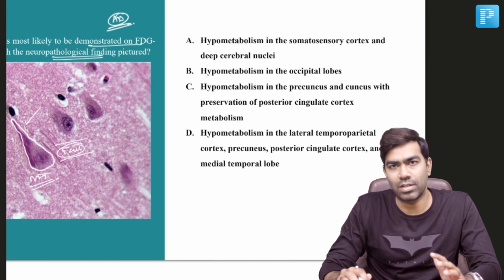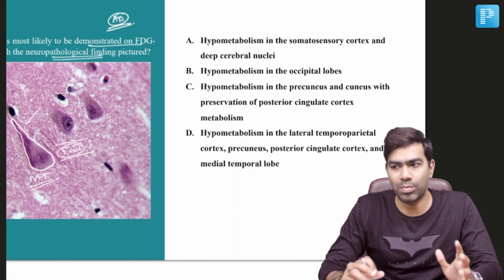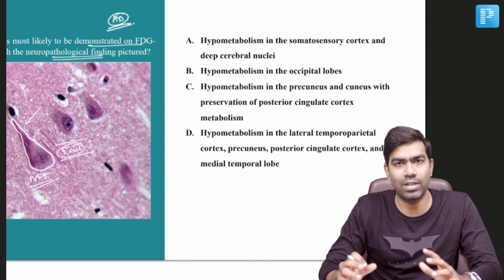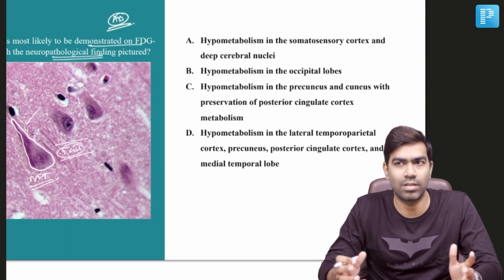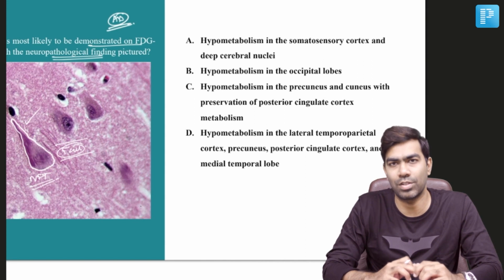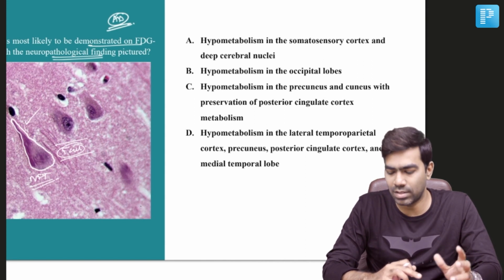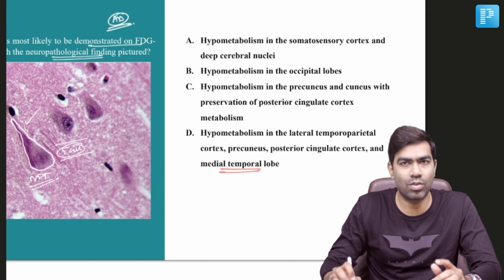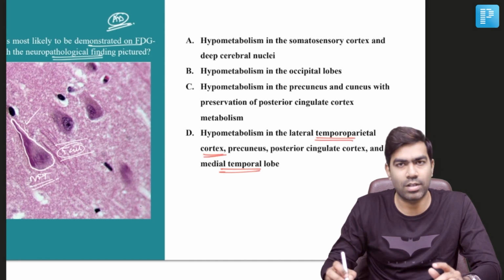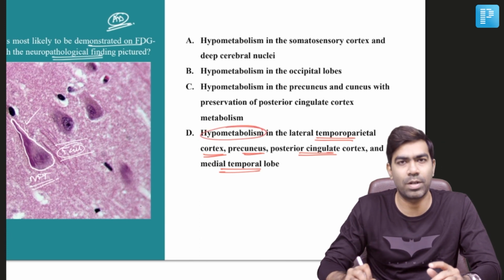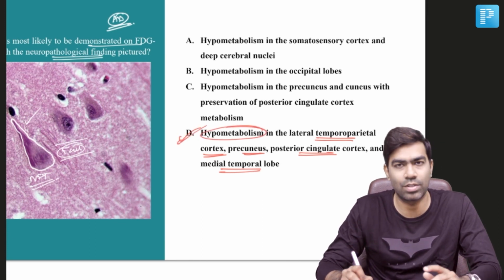Remember, in any dementia, you're going to get hypometabolism, or reduced activity, of a particular area of the brain which is actually involved by that particular dementia. Alzheimer's disease is something that's going to involve the medial temporal lobe, lateral temporoparietal cortex, precuneus, and posterior cingulate cortex. And that is where you're going to see hypometabolism in the FDG PET. That's why the right answer for this question is option D.